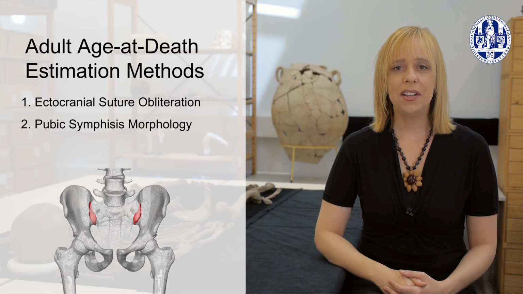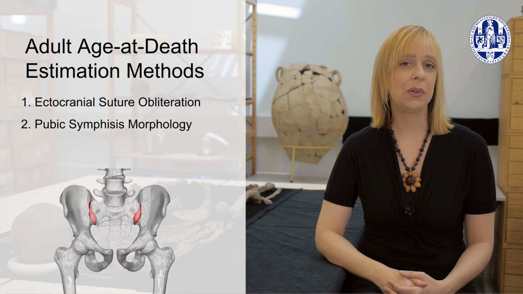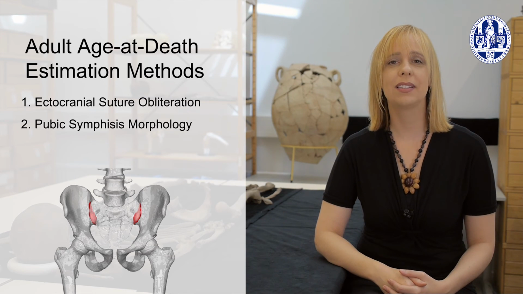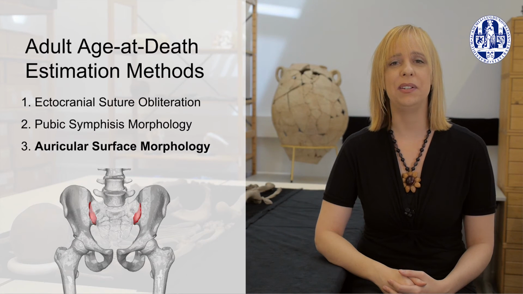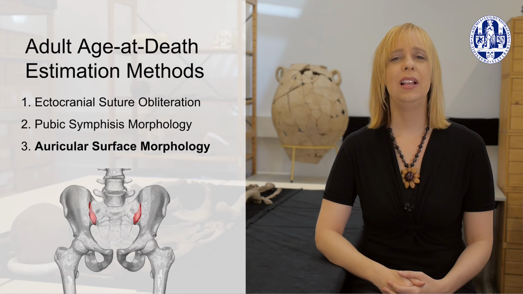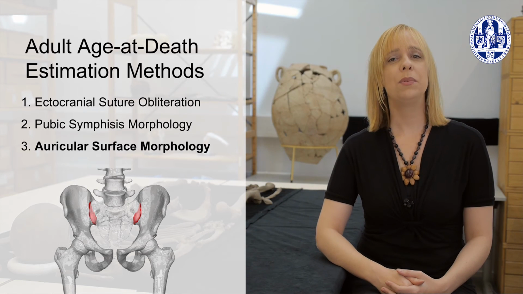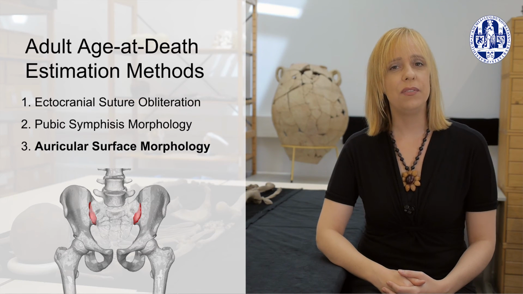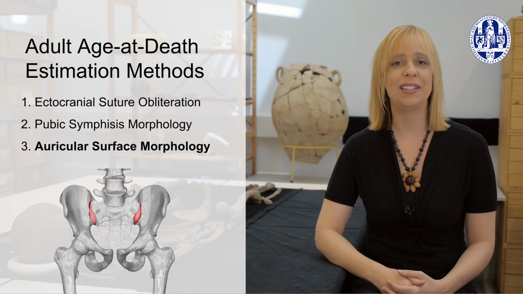There is another area of the pelvis, this time towards the back, where your tailbone or sacrum articulates with the pelvis. This area is called the auricular surface and can be used for adult age at death estimation. This area is more often preserved than the fragile pubic face. The technique is similar to that of the pubic symphysis. We observe different areas and features of the auricular surface, which results in a score that provides the estimated age.